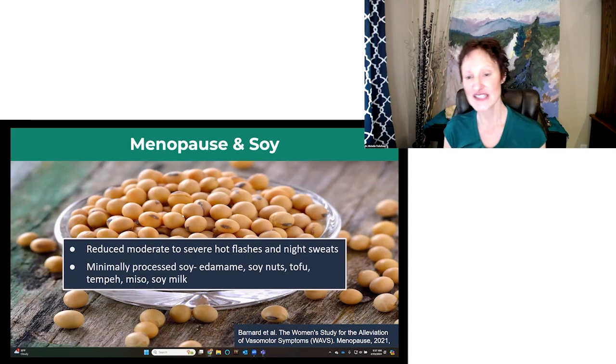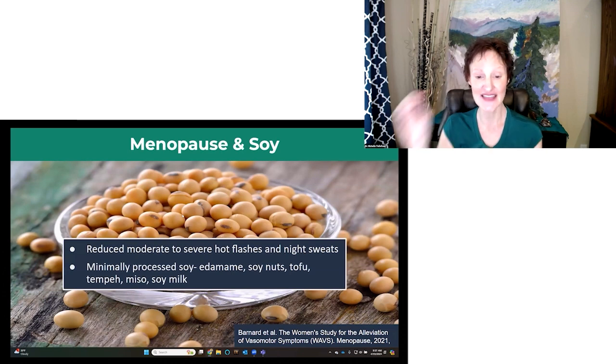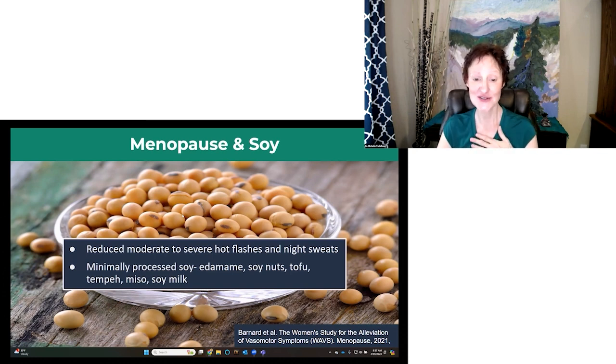So when I'm talking about minimally processed, I'm talking about edamame, soy nuts, tofu, tempeh, miso, soy milk. I'm not a fan of soy isolates or supplements. I think they can do too much to impact those estrogen receptors, and I think we just don't know too much about it. This is safe even for breast cancer survivors like myself to be having 1 to 2 servings a day of whole or minimally processed soy foods.